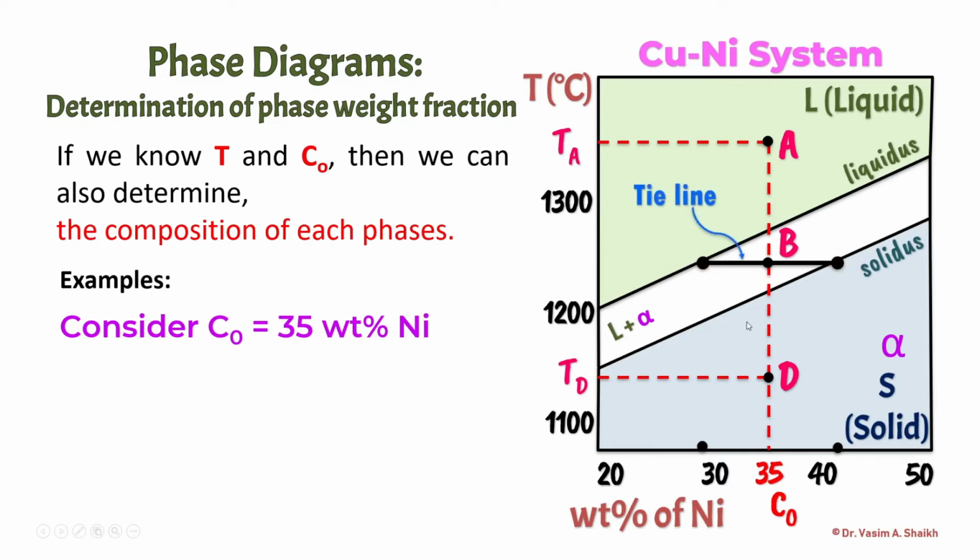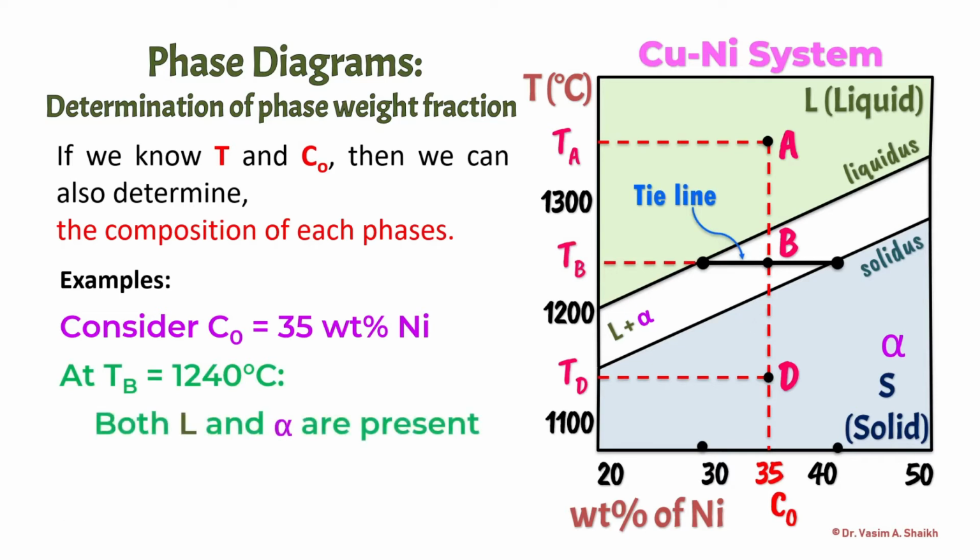That line is called as the tie line, and the temperature is around 1240 and the original composition is around 35. So we know that both liquid and alpha phase are present here in the system at this particular temperature and this particular composition. Now the important point is how to find out the weight fraction. Okay, but before that let us see what is the composition of that particular phase. So here it is around 29.